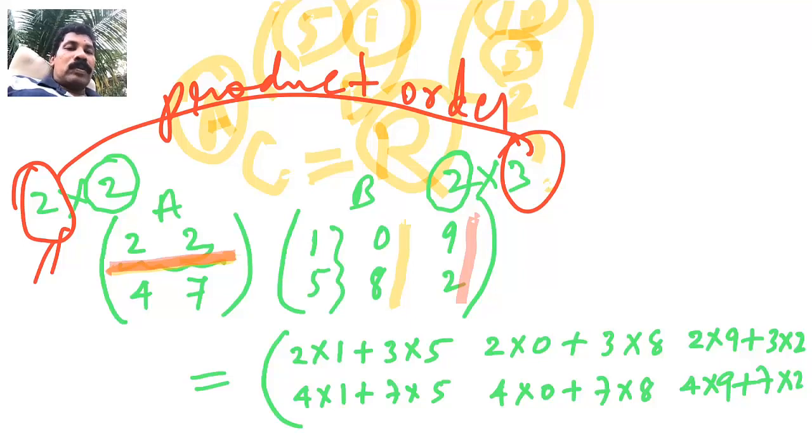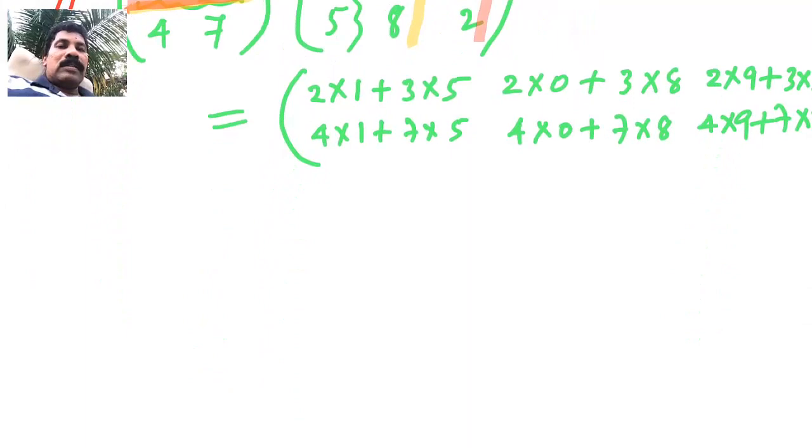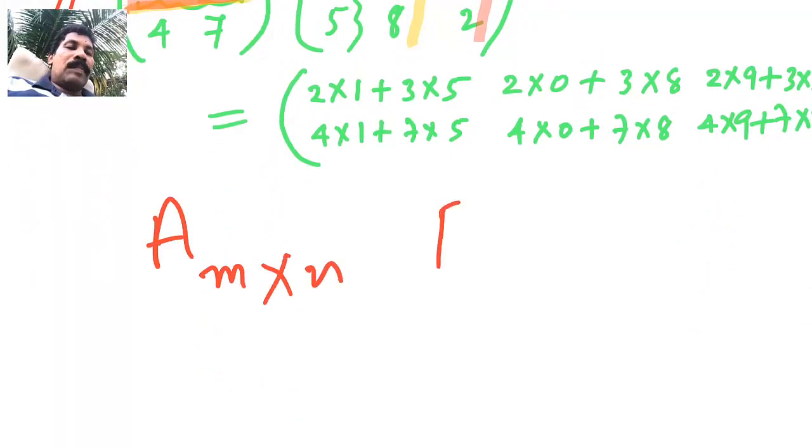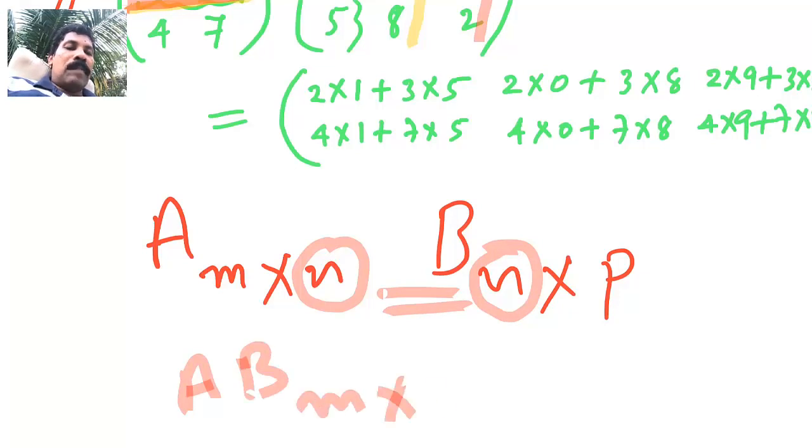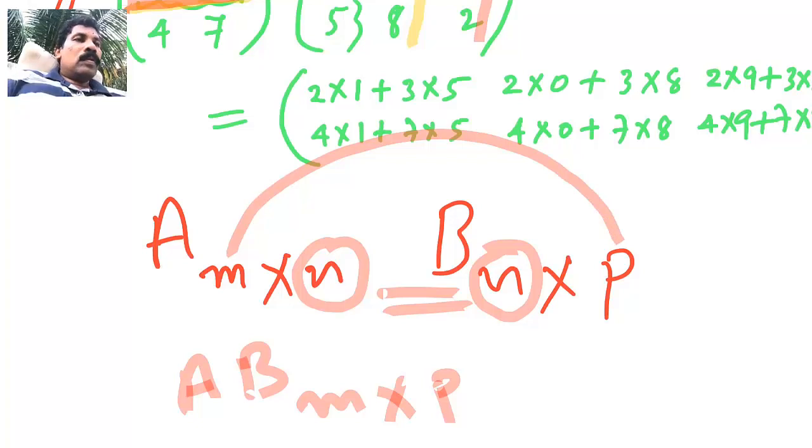And in order to multiply two matrices, these numbers must be equal. So simply speaking, if capital A is of order m by n and capital B is of order n by p, then these two matrices can be multiplied. Why? Because this number equals this number, and the product AB will be of order m by p. That is the first multiplied by the last.